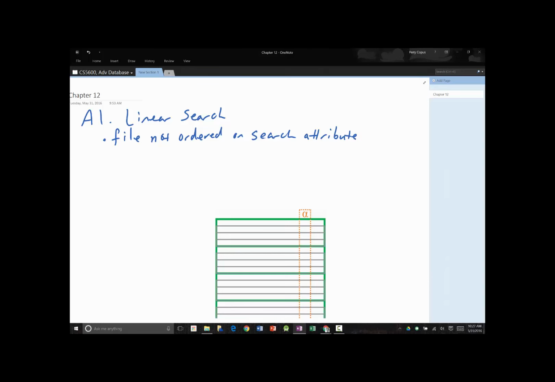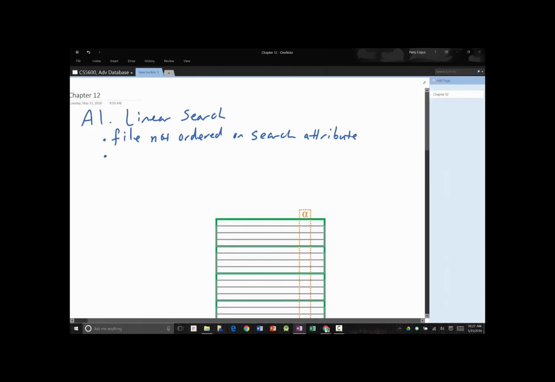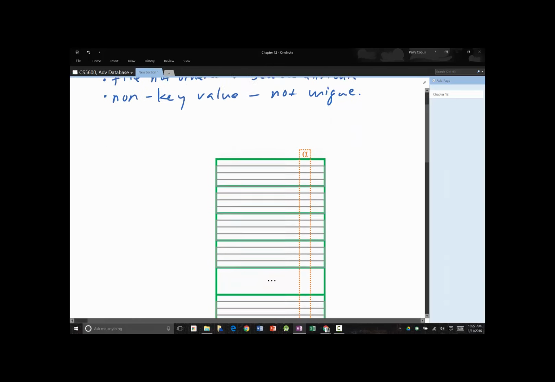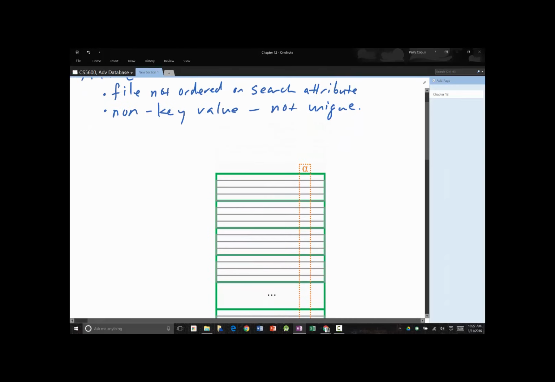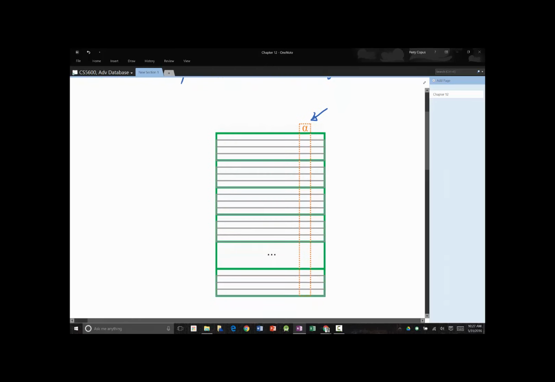So therefore, we are going to have to search all of the blocks, because the second assumption is that this is a non-key value, which in the context of this figure 12.1 means not unique. Okay, not unique. And so if we take a look at a particular column, which you notice here I've indicated is called alpha. Okay. Well, what are we looking at here?